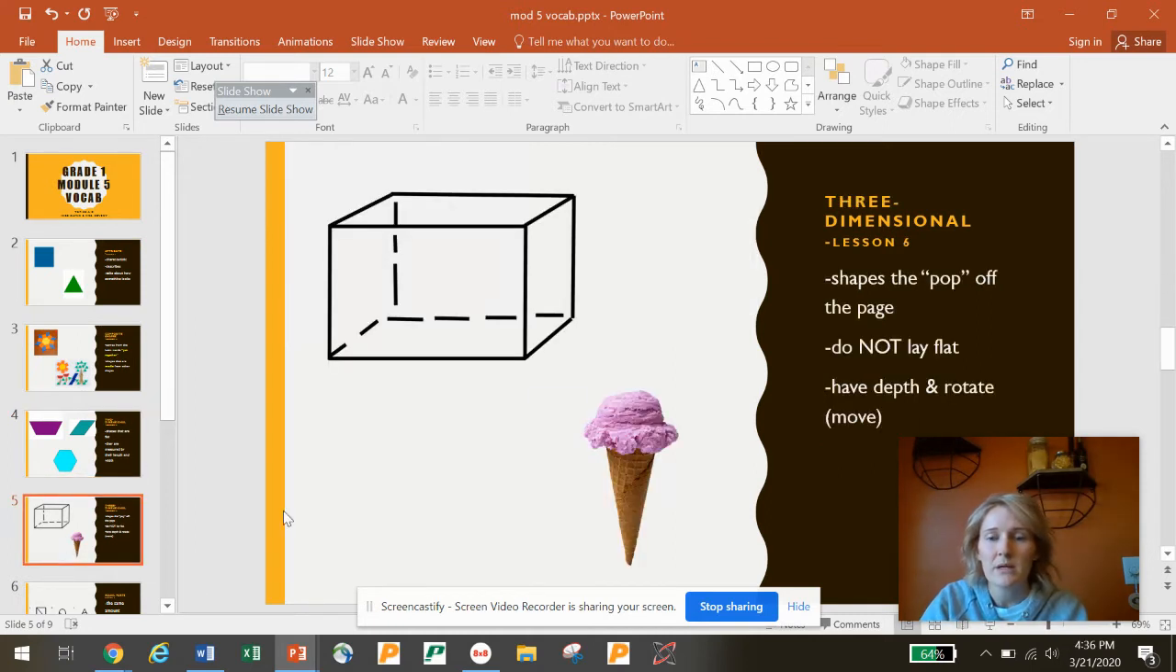Another term is three-dimensional. So these are the shapes that I like to consider popping off the page. When we draw them, they actually look like they're coming out at us. But when we have them in real life, like an ice cream cone, they're the ones that do not lay flat if you were to set them down. They have the ability to move or to rotate. Rotate is a fancy word for spin. So those are our 3D shapes. You're going to hear about those in lessons 4 through 6. We're going to be working a little bit more with those.